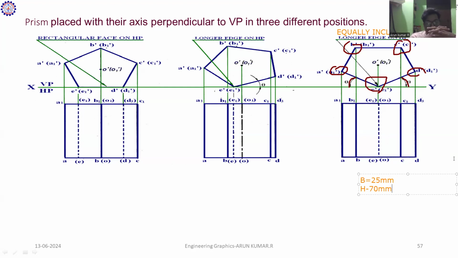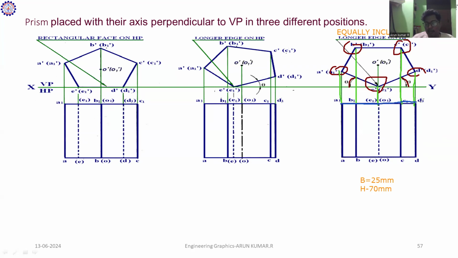Once you complete the names, you draw the perpendicular lines. For example, A dash comes above A1, B1 dash comes above B1, C1 dash above C1, D1 dash above D1, and E1 dash above D1. Once you complete this, the height value mentioned here is 70 mm, so you proceed with the height of 70 mm.